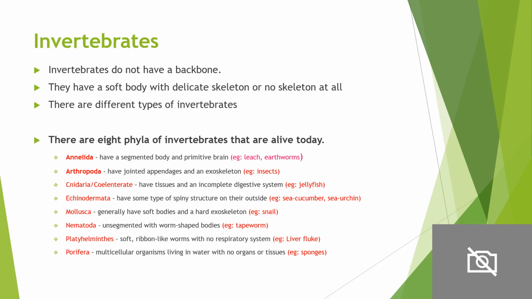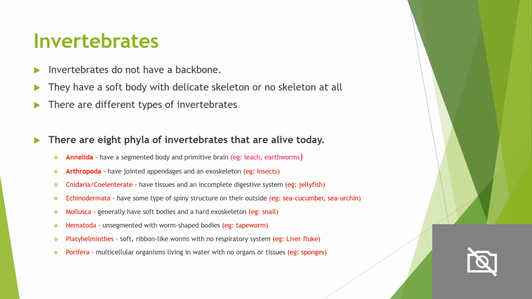In the next slide I'm explaining what invertebrates are. As I told you, invertebrates do not have a backbone. They have a soft body with a delicate skeleton or no skeleton at all, like sponges and jellyfish. You can see that no skeleton will be there. And there are different types of invertebrates. I'll give a brief on the phyla: according to your textbook, there are 8 phyla of invertebrates given.